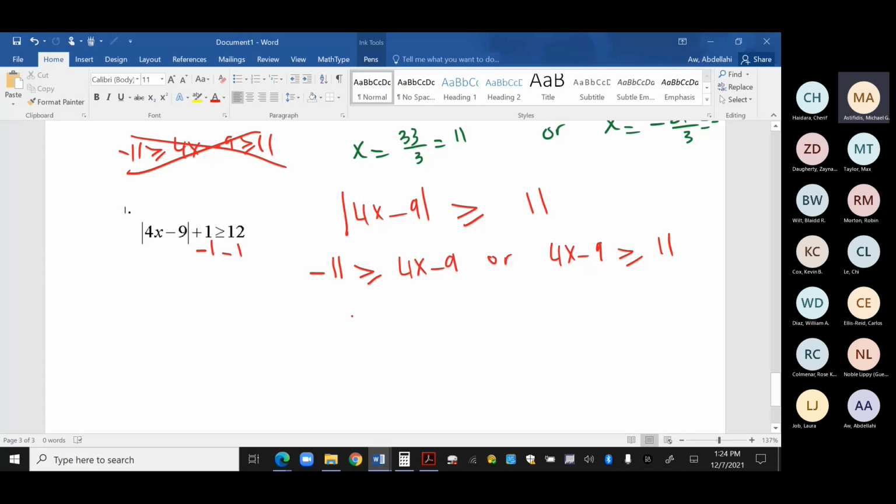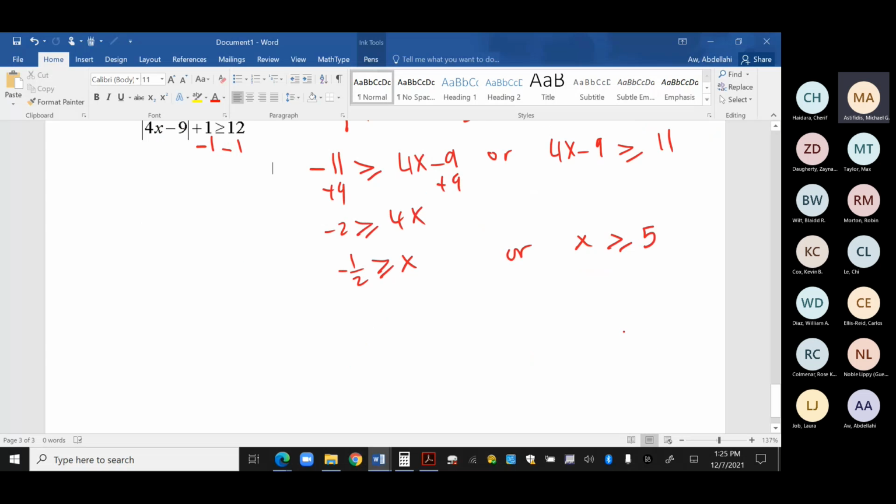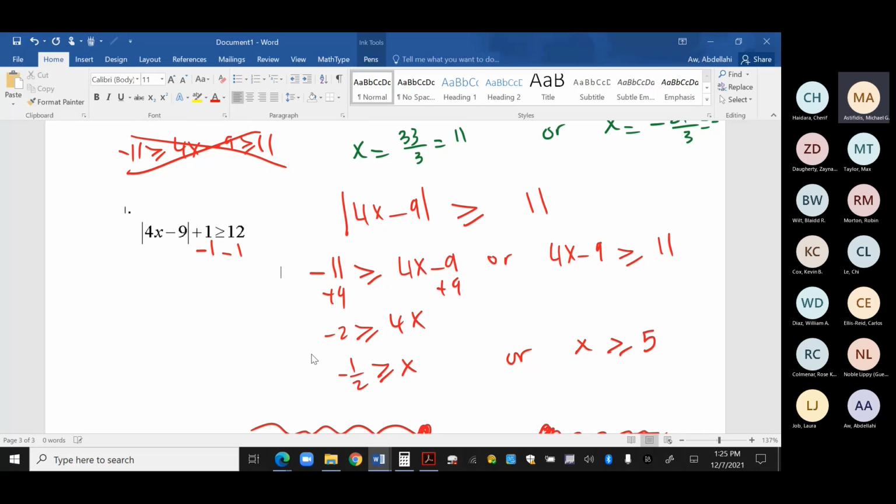You have to separate. So now we add 9, so we get negative 2 greater than or equal to 4x. We divide by 4, we get negative 1/2 greater than or equal to x, or x is greater than or equal to 5, right? So basically my solution will be, I have negative 1/2, I have 5 here. It's going to be the outside, the two outer intervals. So this is a greater than or equal to case.